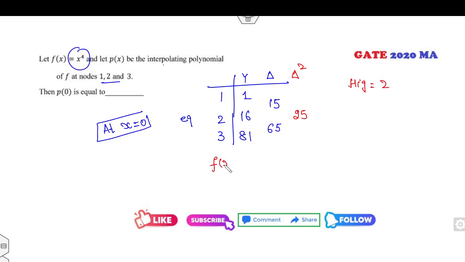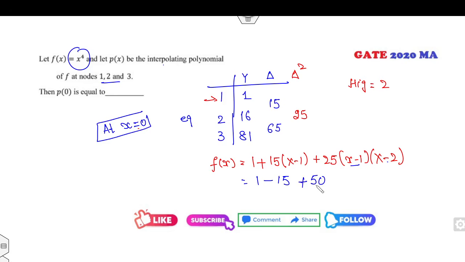Can you write the polynomial? It will be 1 plus 15 times the first pair, plus 25 times the two pairs, that is x minus 1, x minus 2. Now at the point 0, what is the value? 1 minus 15 times minus 1, minus 2, plus 2, plus 50, that is 51, minus 15, that is 36 is the right answer of this problem. Fine, you can see it's a very simple way you can find.